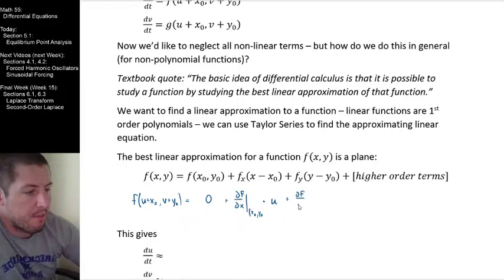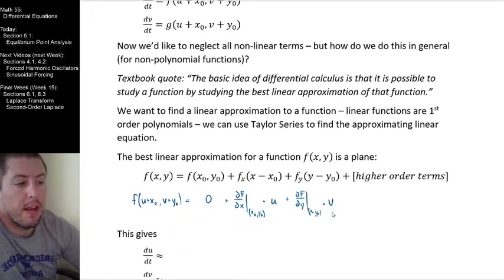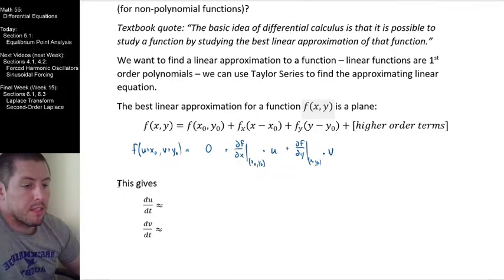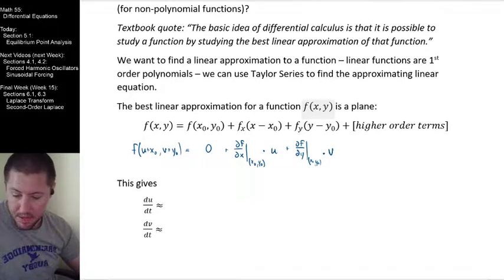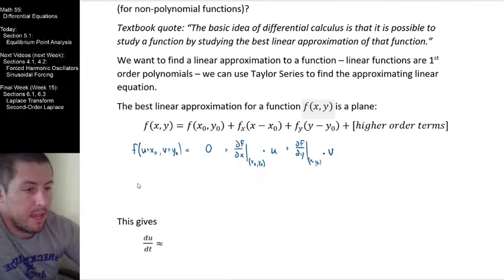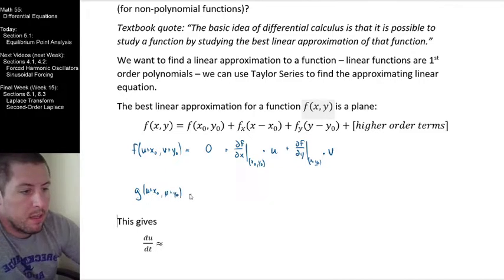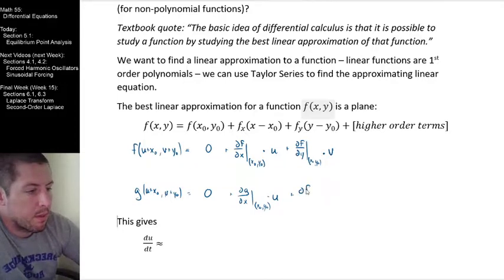Plus the partial derivative of f with respect to y, evaluated at x naught, y naught, times v right there. So it seems like what we've done with this linearization, and we could do this exact same thing now for g, right? We should now be able to say g of u plus x naught, v plus y naught, is also equal to 0 plus the partial derivative of g with respect to x, evaluated at x naught, y naught, times u, plus the partial of g with respect to y, evaluated at x naught, y naught, times v.